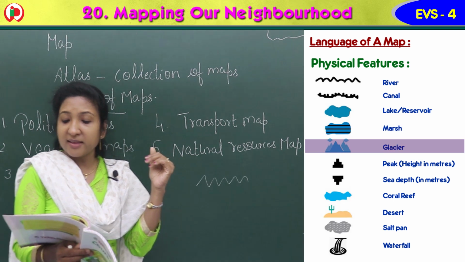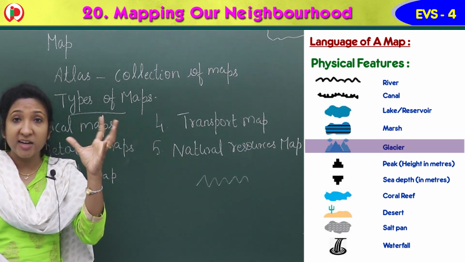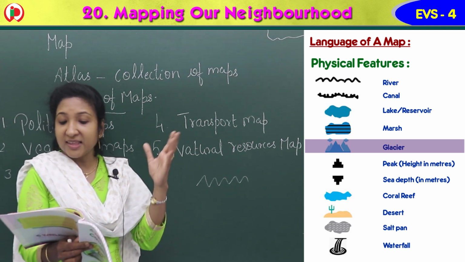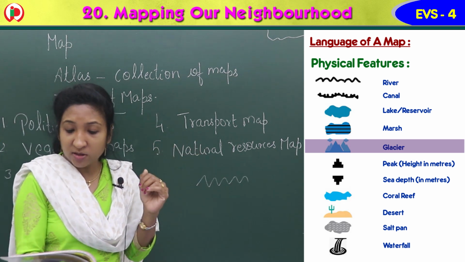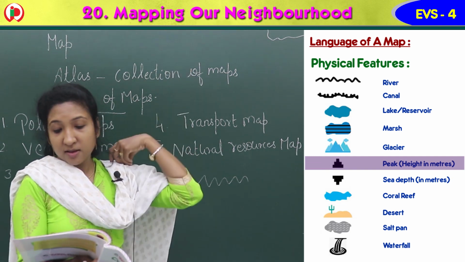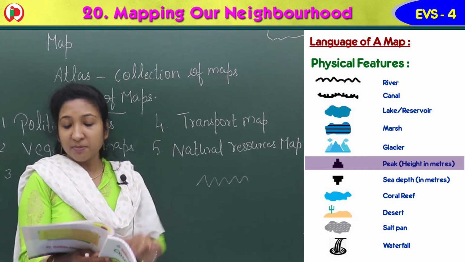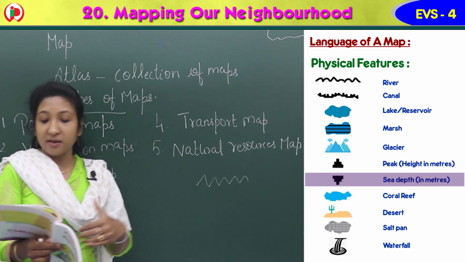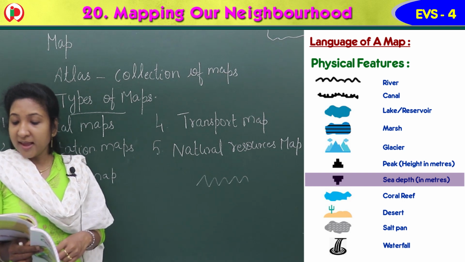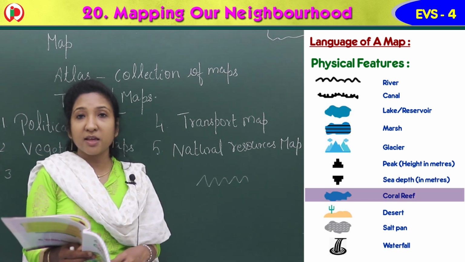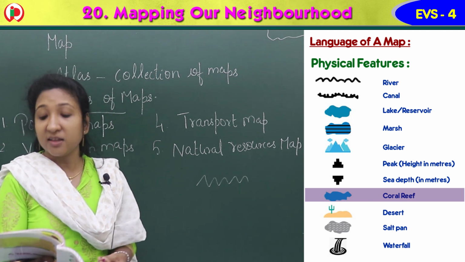Then glacier, glacier you know, a huge mass of solid, moving ice. To represent that they use this image. Then peak, height in meters. You can see that image, the symbol. Sea depth, just like peak, isn't it? Yes. Then coral reef. You can see that under the sea.